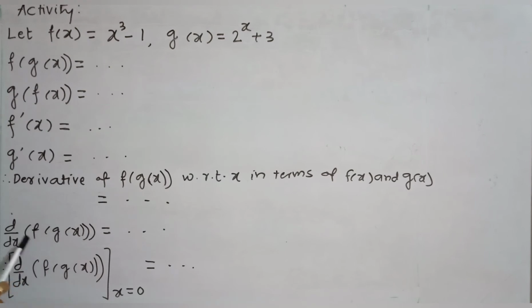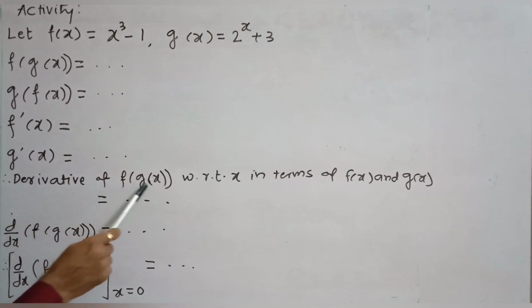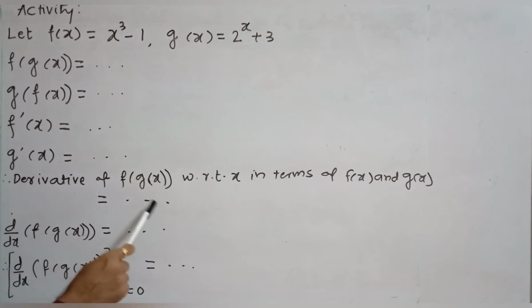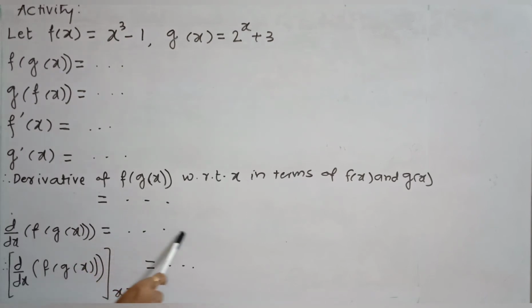And then the same thing is written in the symbolic form. Derivative of f of g of x with respect to x means d by dx of f of g of x. Just this is written in words and this in the symbols. We have to write the expression and then simplify it here.